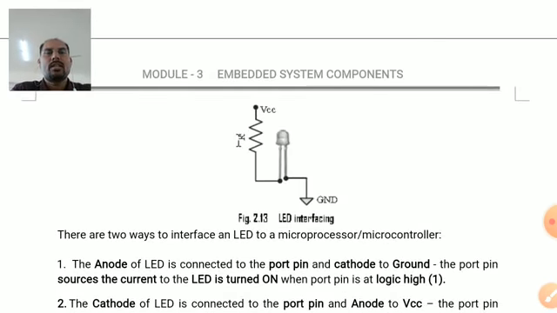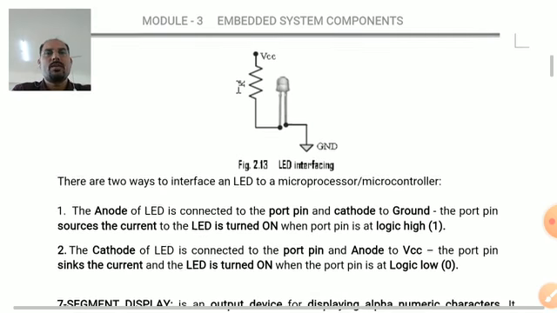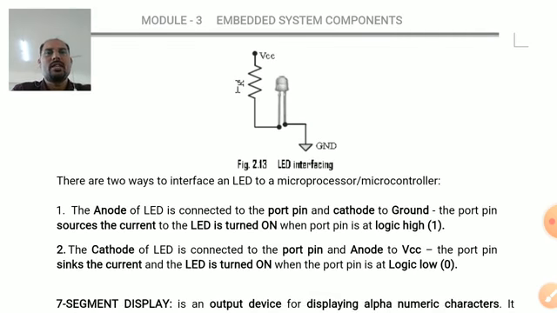Look at the diagram wherein we have shown the LED. The anode terminal of the LED is connected to VCC with the resistor R, and the cathode is connected to the ground. Whenever the VCC plus 5 volt power supply is given, with the resistance, a limited current flows from anode to the cathode and turns on the LED.